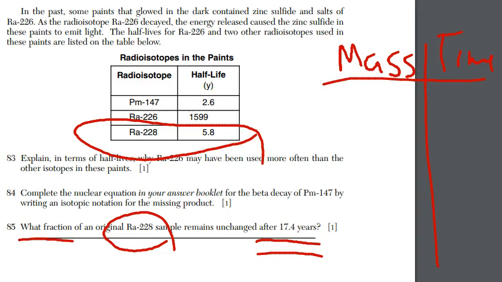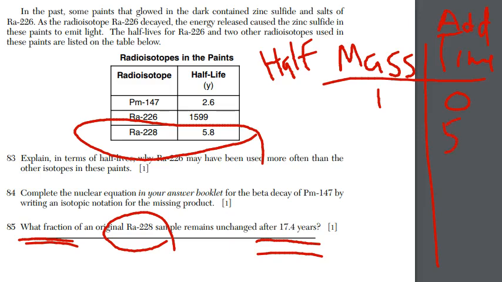Now, it's asking for a fraction. So instead of giving us a mass in grams, we're starting with 1. Time, we're starting at 0 and we're going into the future. And what's going to happen is on the mass side, hence half-life, the mass halves as we hit a half-life, and with time, we add.